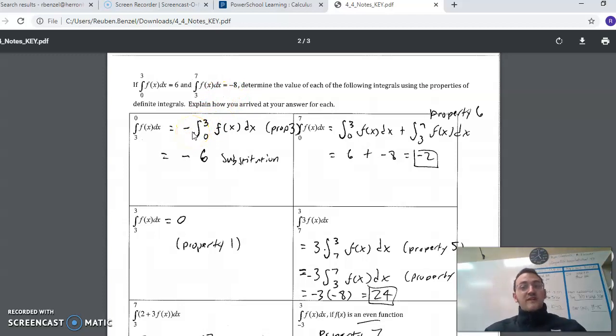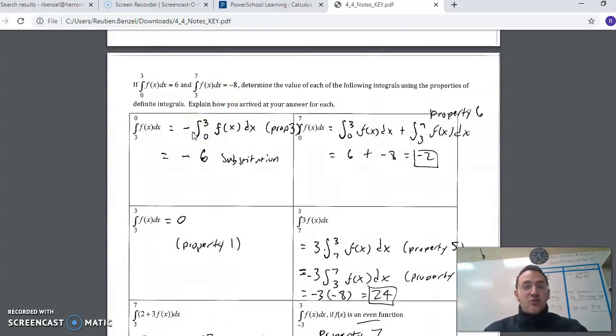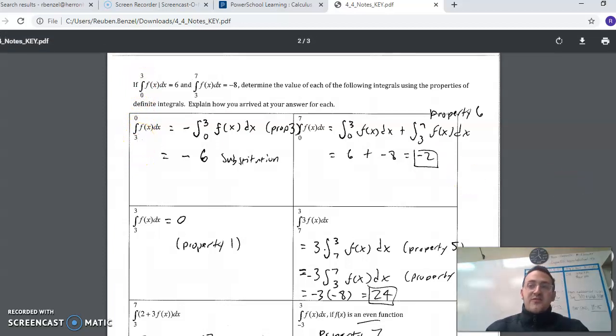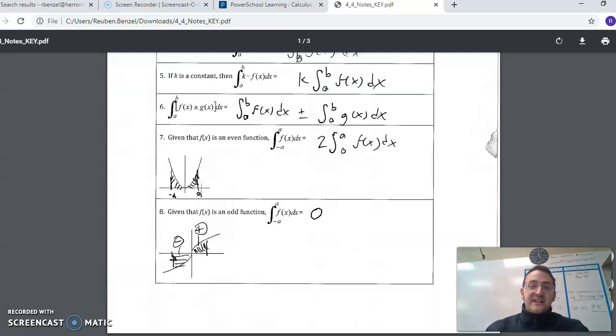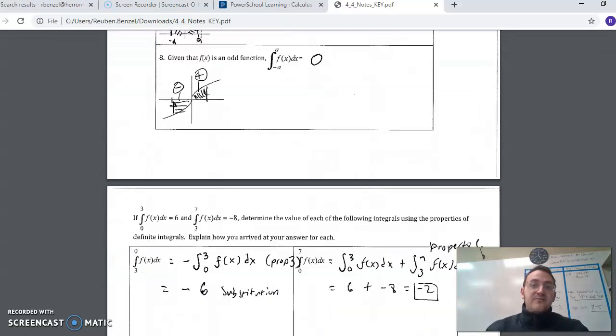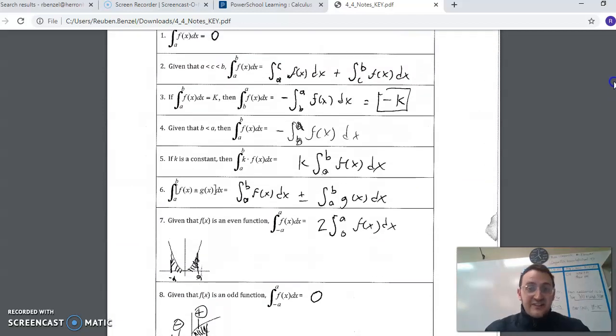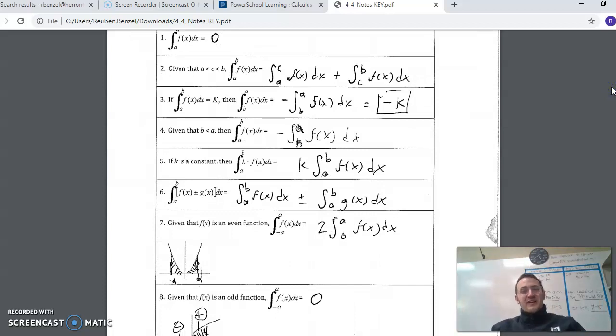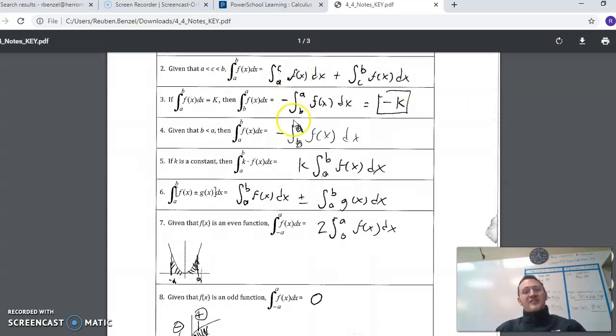And our goal is to get everything in terms of integrals that we already know. So like on this first one, well, I know the integral from 0 to 3, this is the integral from 3 to 0. But fortunately, there's a property that says that if I put a negative sign, I can flip the limits of integration.